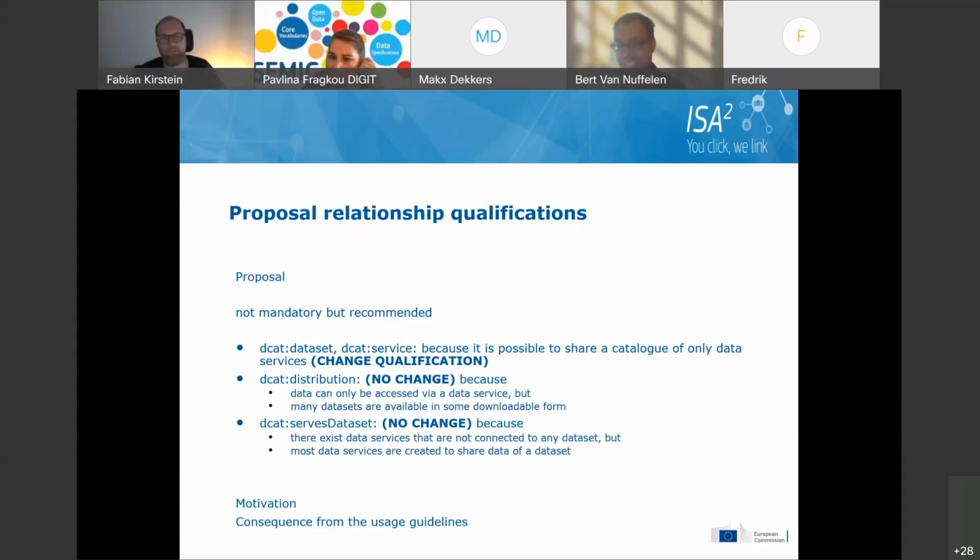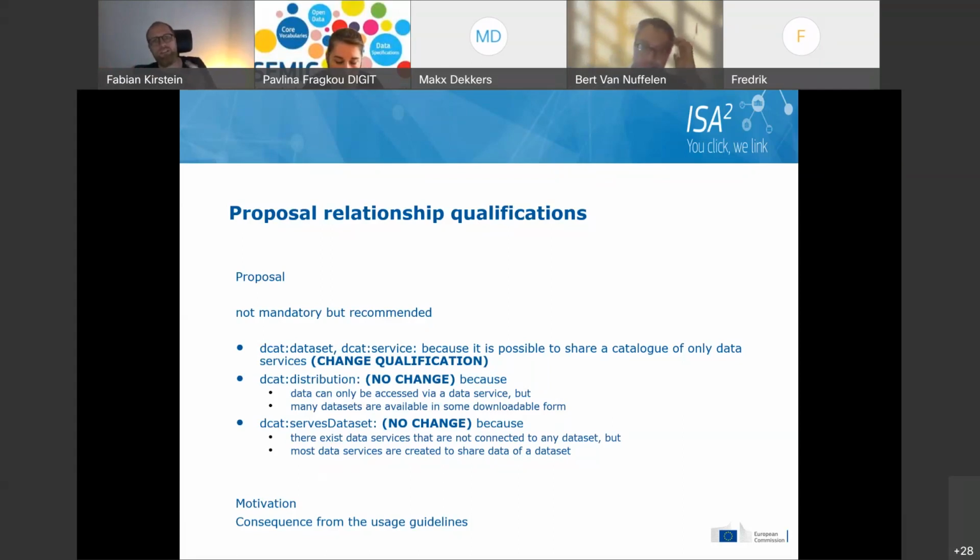Okay. Hi, this is Fabian from Fraunhofer Focus. Actually, I also started a discussion about this in GitHub months ago. So you say that it will be possible that catalogs can have just data services without datasets. In principle, it can be possible, yes. Okay. Because I don't know if you remember the issue I raised in GitHub about this, but it makes things very complicated to allow this.